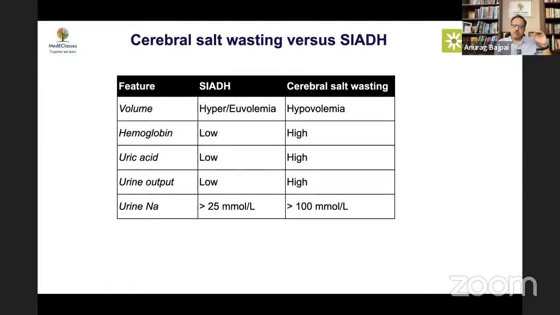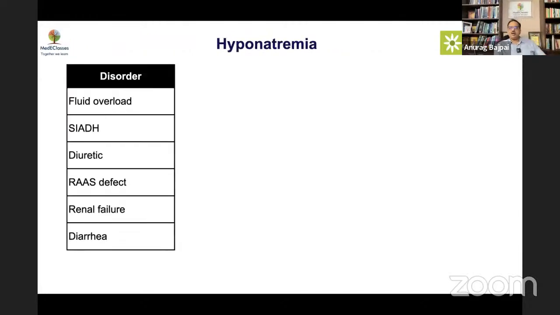Why is it important to differentiate between the two? Because SIADH management is fluid restriction. Salt wasting management is basically giving more fluids and sodium chloride. So this is very important in that regard.